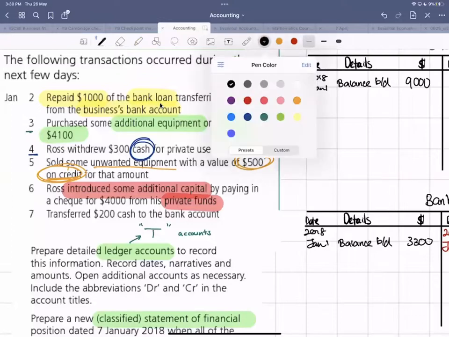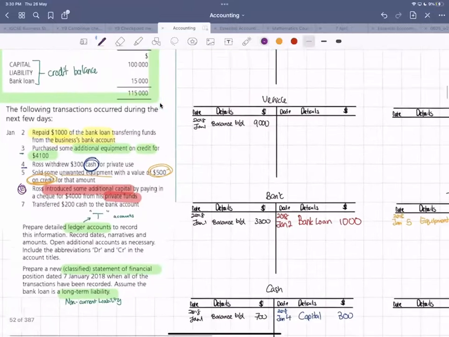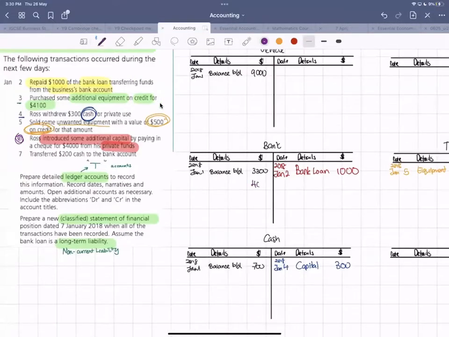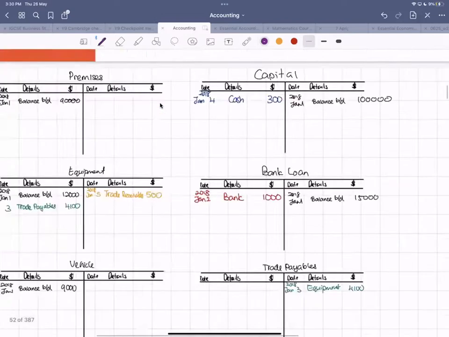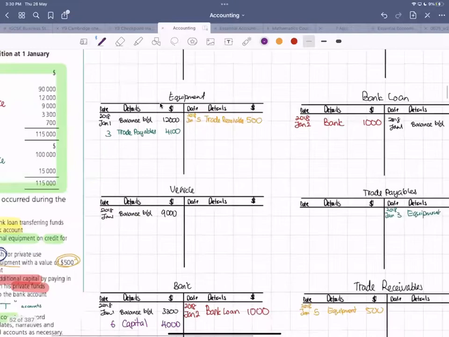Let's change this to purple in color. 4,000 will be added into your bank account under capital, because we put in more money into the business. We said, hey, the business needs more money, so we're just going to put in $4,000 into the business and bank account gets the money, January 6th.